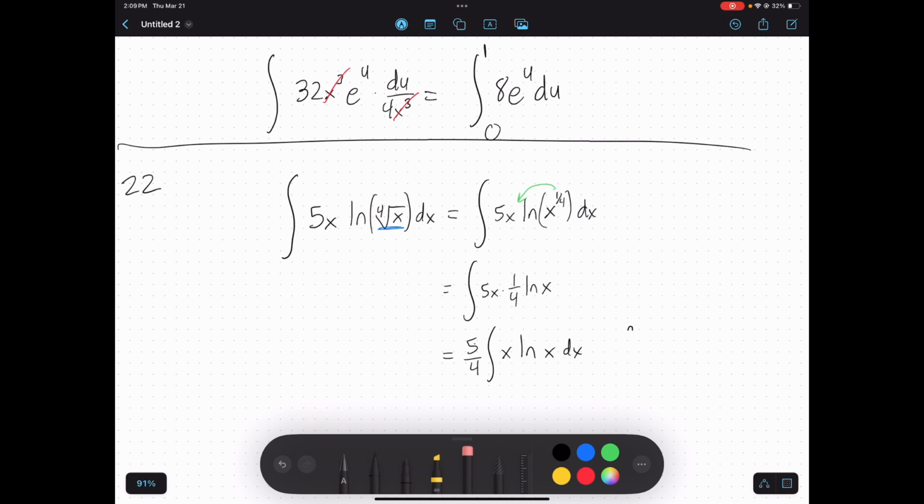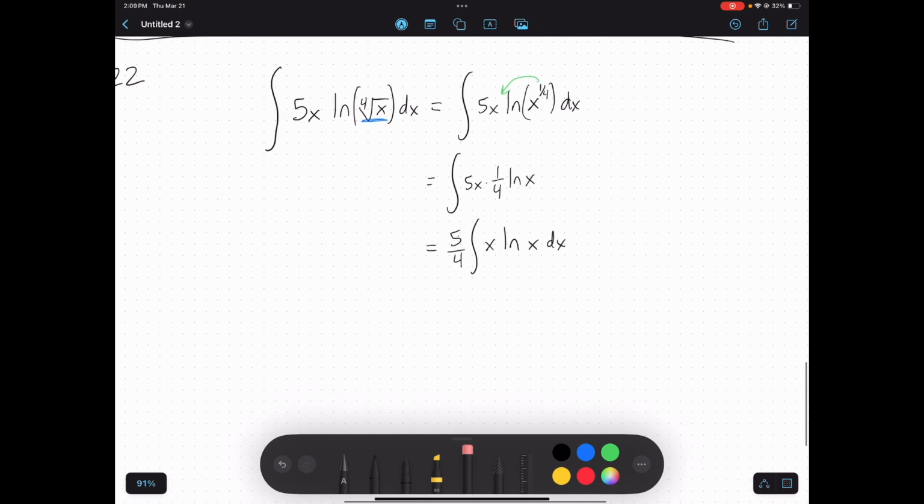That looks much nicer. And remind me, how am I gonna evaluate this integral? This is integration by parts. But remember, whenever you work with natural log, you have to choose natural log as your differentiable function, which means you're choosing x dx, right? You're choosing x as your integrable function.